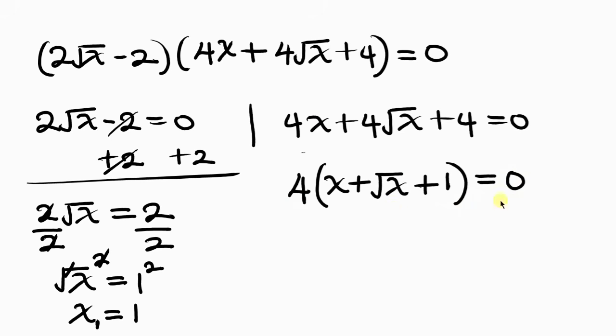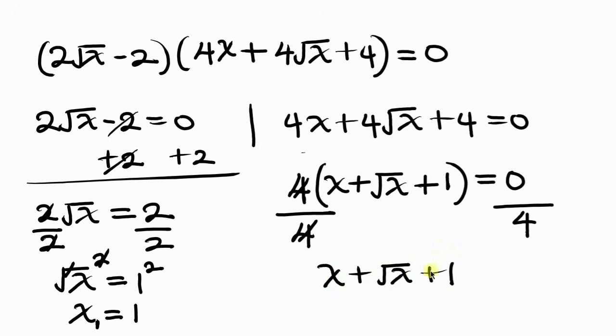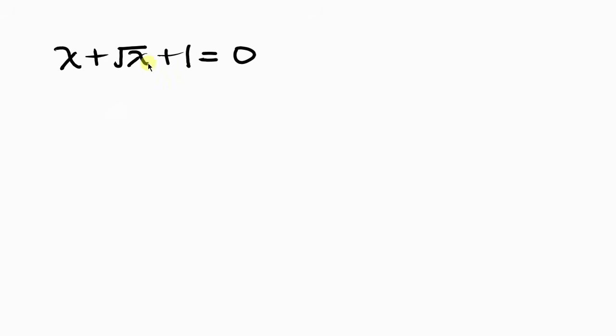Good. Now let's divide both sides by 4. So I'll divide the left by 4, I'll divide the right by 4. Now notice that this 4 cancels out 4, leaving behind x plus the square root of x plus 1 on the left hand side to be equal to 0 divided by 4, which is 0. Now all we have to do is isolate the square root of x because I want to get rid of the square root. So to isolate the square root of x, I'll subtract x from both sides, and I'll also subtract 1 from both sides.